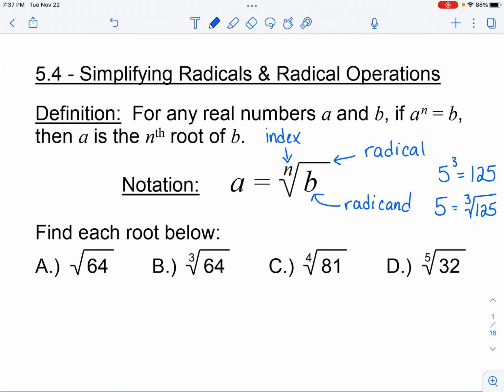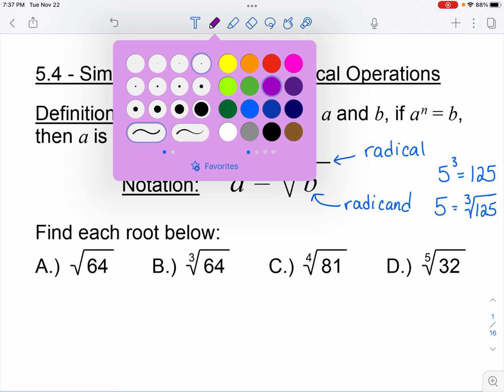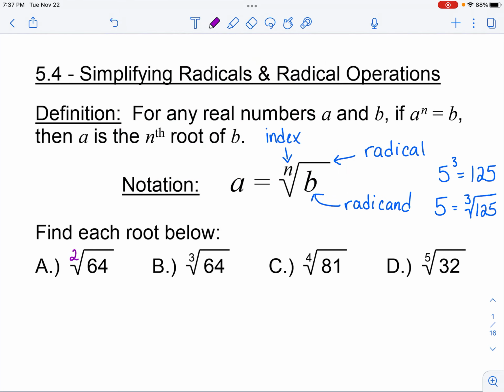All right. So let's take a look at these 4 problems and try to find each root. Now on A, we're looking for the square root. There is an implied 2 here. If there's no index written, it's automatically a 2. So this is the square root of 64. Well, we know the square root of 64 is equal to 8, and that's because 8 squared is equal to 64.